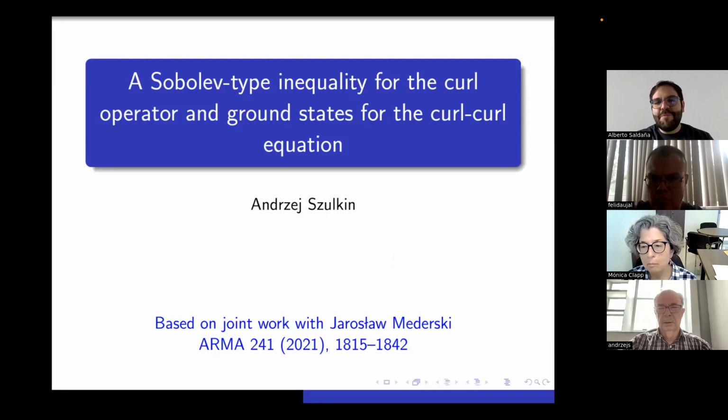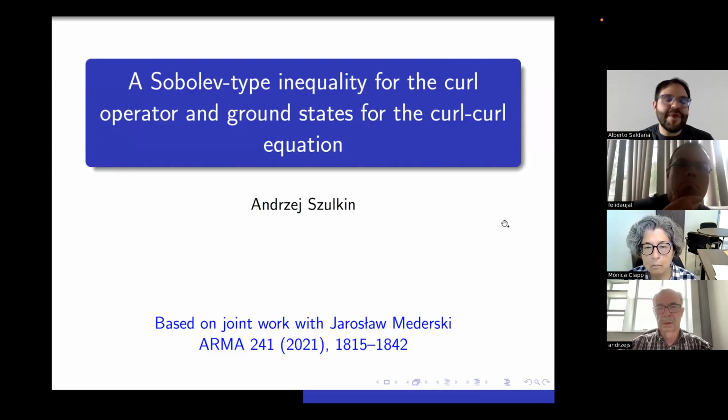We are very happy to have with us Andrzej Szulkin from the University of Stockholm. Andrzej is a researcher working in nonlinear functional analysis, and he's particularly an expert in topological and variational methods in functional analysis. So we are very happy to have him today, and he will talk to us about a Sobolev-type inequality for the curl operator and ground states for the curl-curl equation. Thank you very much, Andrzej, and you can begin with your seminar.